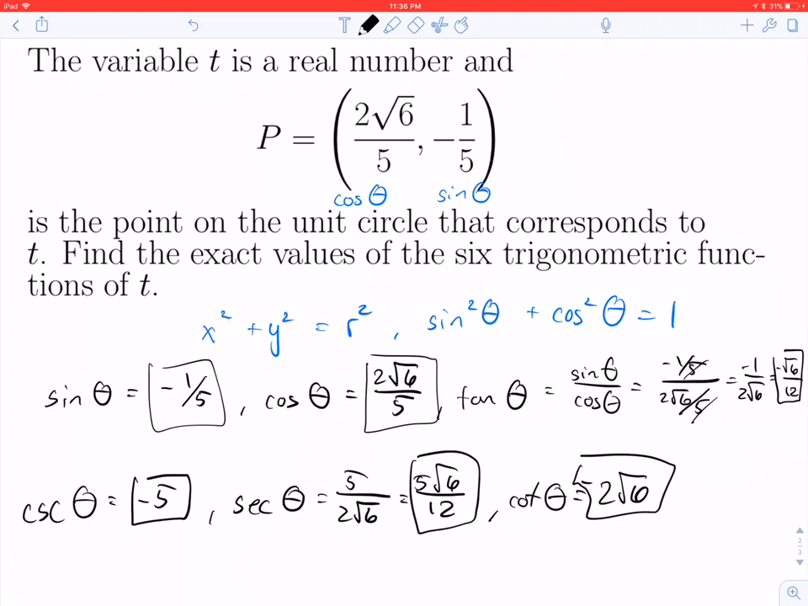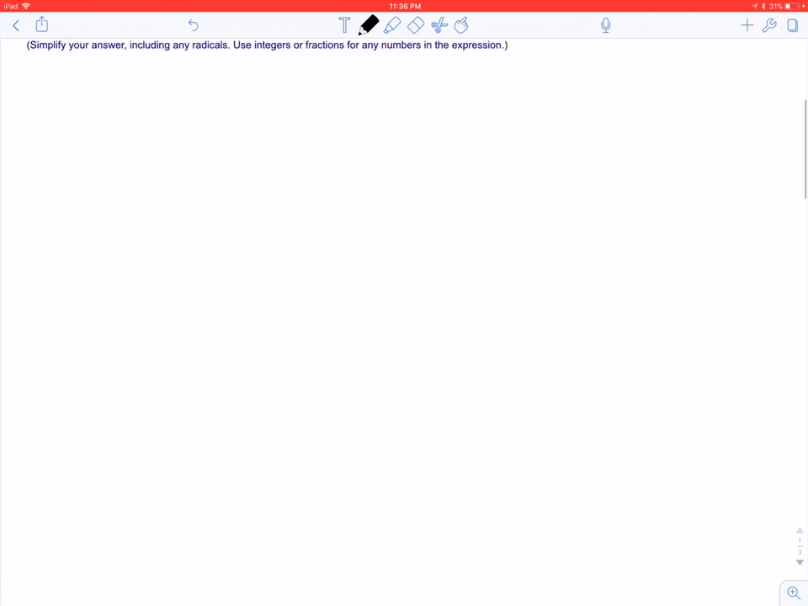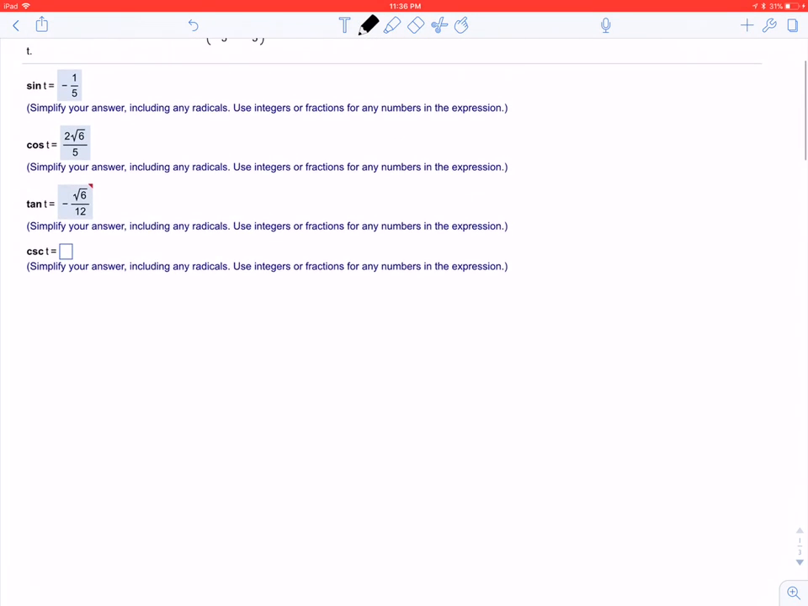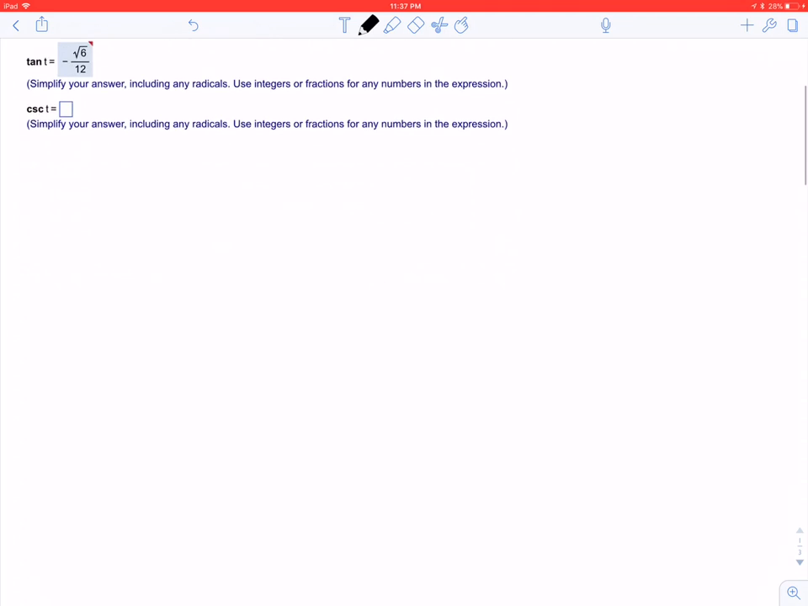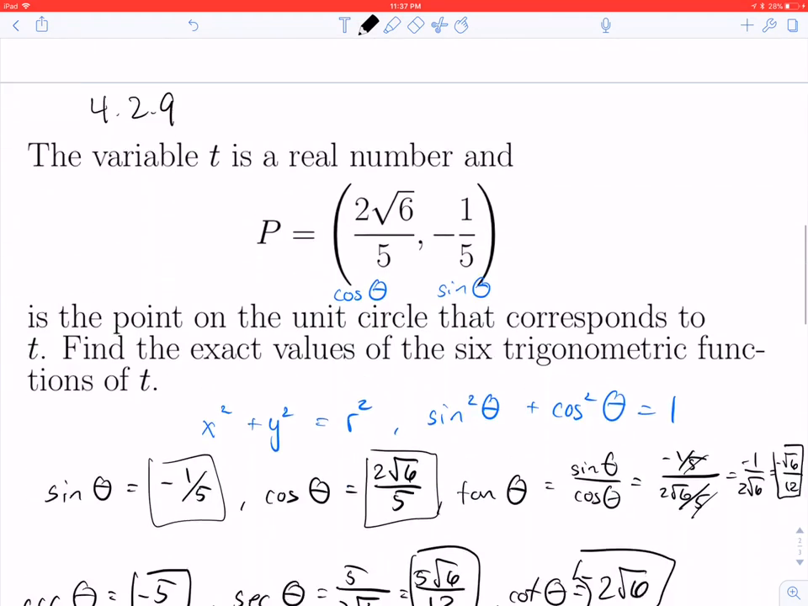Now we have the solutions above, or some of the solutions above. I'm just going to do a quick scan. Sine of t, so I was using theta, and we should have used t, which is fine. Sine of t would be negative 1 by 5. Cosine of t would be 2 root 6 by 5. Yeah, this looks like what we have.